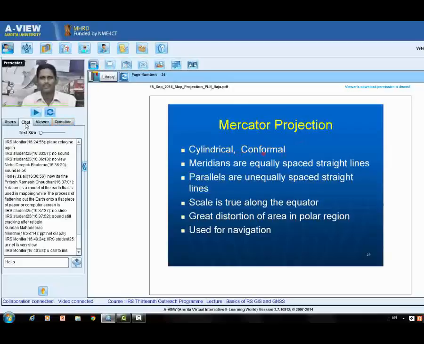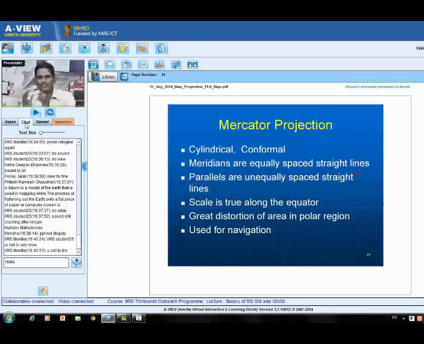The Mercator cylindrical projection is conformal, the shape is maintained, so that's why they are conformal projections. Meridians are equally spaced. The meridians are the longitudes. If you have a globe and put a cylinder touching the equator and try to open it, all these longitudes, the meridians, are equally spaced.